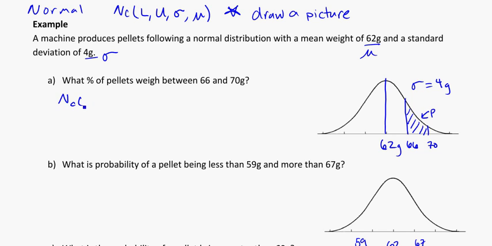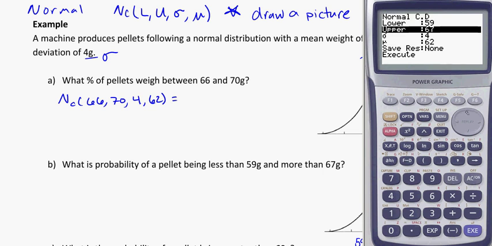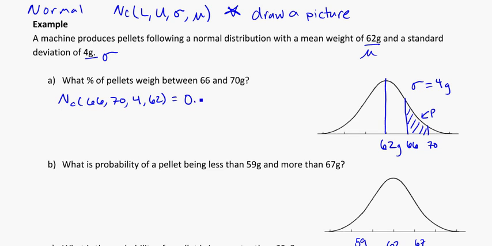The area of that is going to be equal to my probability. So the normal curve, the calculator, you can do the lower limit of 66, upper limit of 70, a standard deviation of 4 and a mean of 62. And if we put this into our calculator, 66, 70, I already have 4 and 62 in there, press enter, you get 0.1359. But be careful, they're asking me for a percentage. This is a proportion or a probability, so I need to times by 100. And that will get me to roughly 13.6% of pellets will be between 66 and 70 grams.